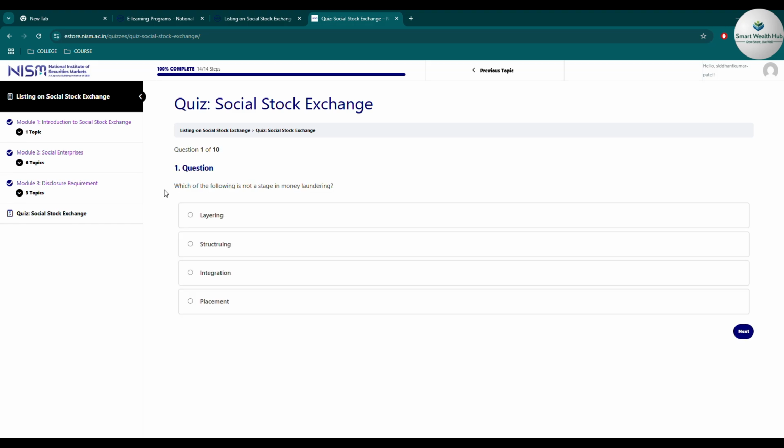Question 1. Which of the following is not a stage in money laundering? Option A, layering. Option B, structuring. Option C, integration. Option D, placement. So the right answer is structuring.